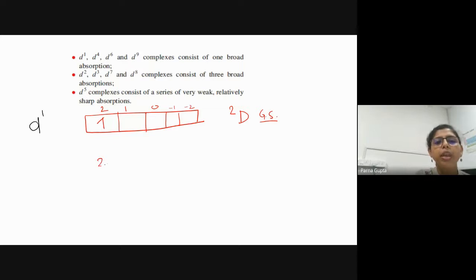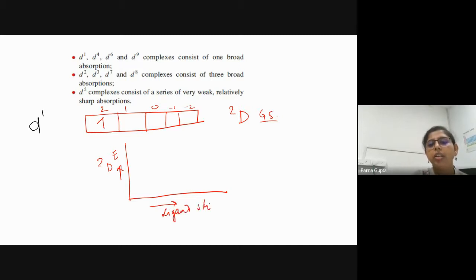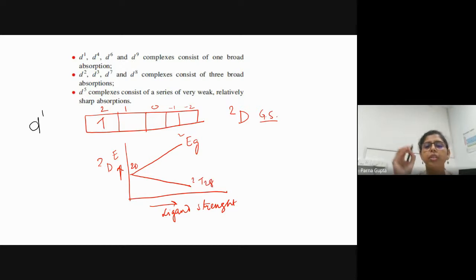If I give it energy against ligand field strength, then it goes like this: 2D splits into 2Eg and 2T2g. Right? So this is the d1 system. Now what happens to d4? Just look at it.